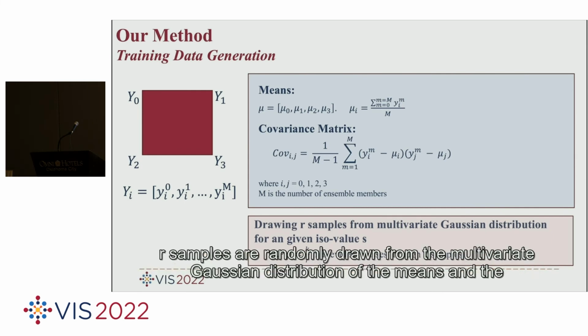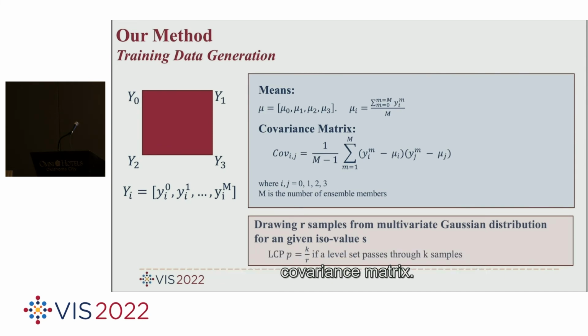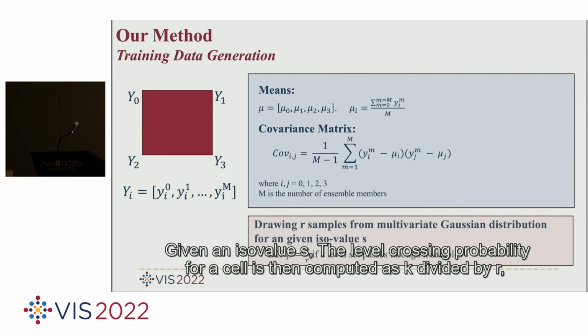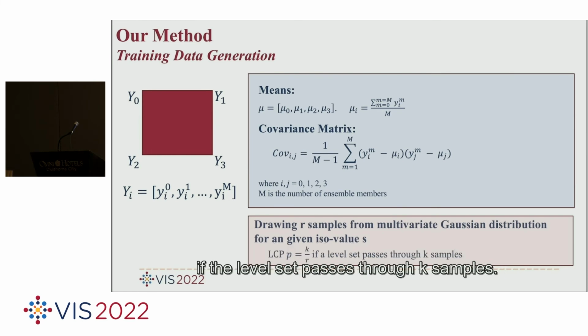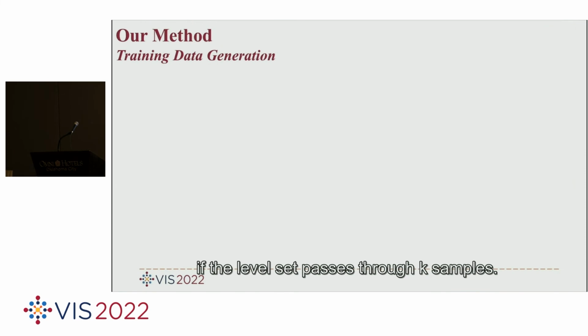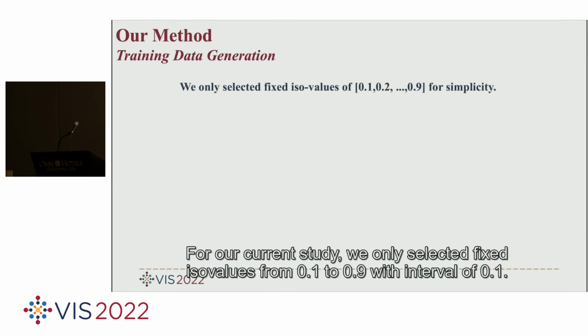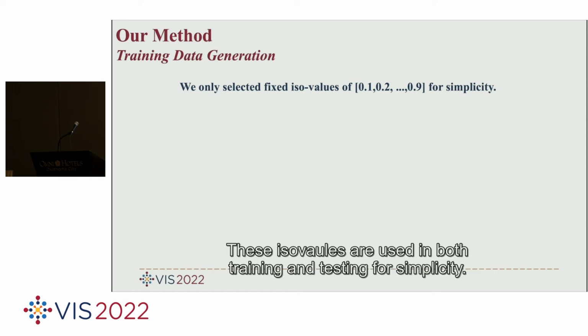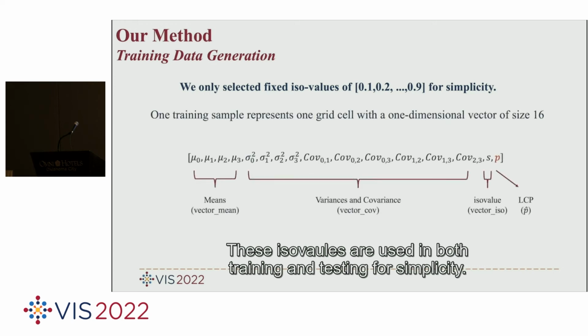Our samples are randomly drawn from the multivariate Gaussian distribution using the means and covariance matrix. Given an isovalue S, the level crossing probability for a cell is then computed as K divided by N, if the level set passes through K samples. For our current study, we only selected fixed isovalues from 0.1 to 0.9 with an interval of 0.1. These isovalues are used in both training and testing for simplicity.